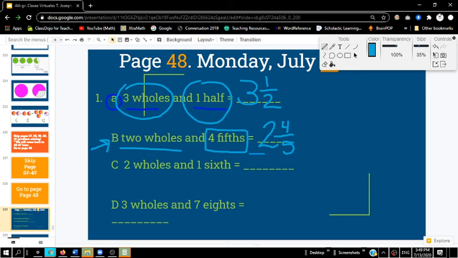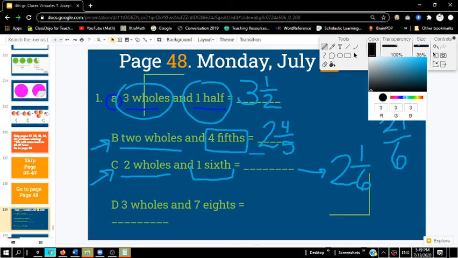All right, so hopefully you paused the video and you found that letter C and D are very similar. For letter C, we have 2 wholes. I'm going to write the answer right over here. 2 wholes, and 1/6 is our part. So 1/6. There you go. Be careful that you don't write it like this, because this is a completely different fraction. Okay, we're not going to write it like that.